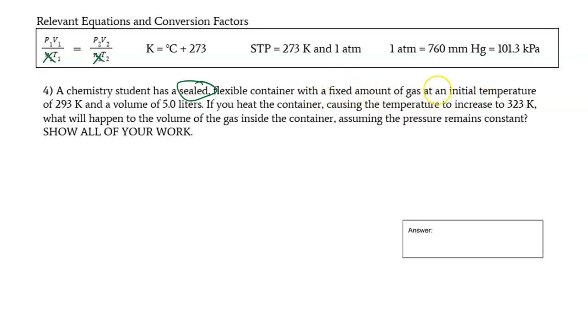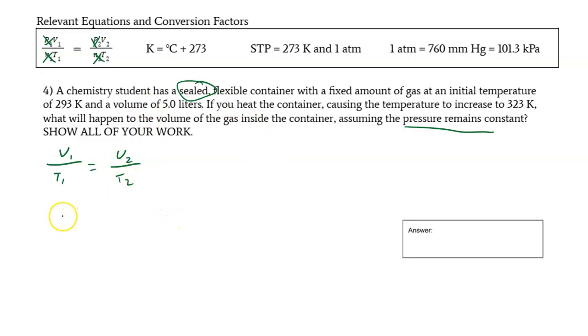Okay, at an initial temperature of 293 Kelvin, volume of 5.0 liters. If you heat the container, causing the temperature to increase, what will happen to the volume of gas, assuming pressure remains constant? Now we can get rid of that. So our equation is going to be V1 over T1 equals V2 over T2.